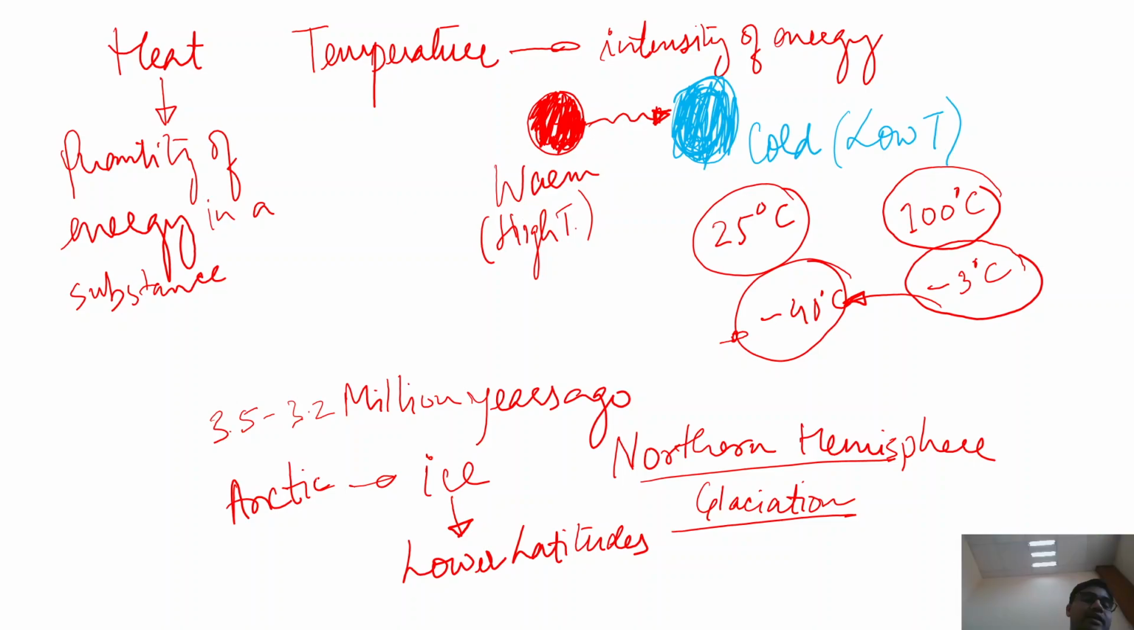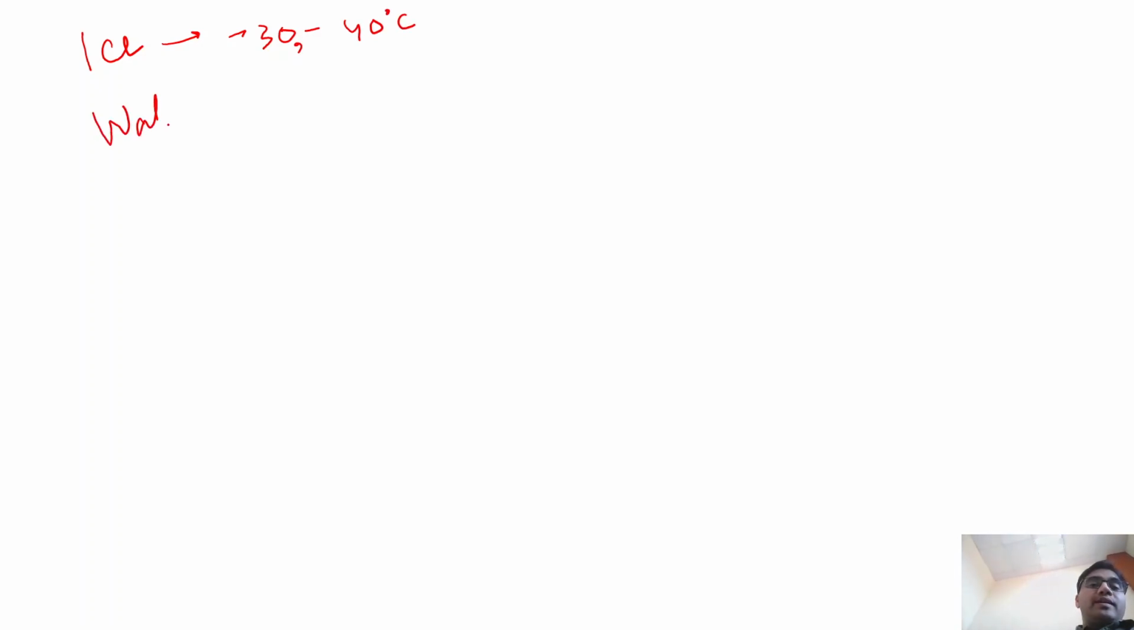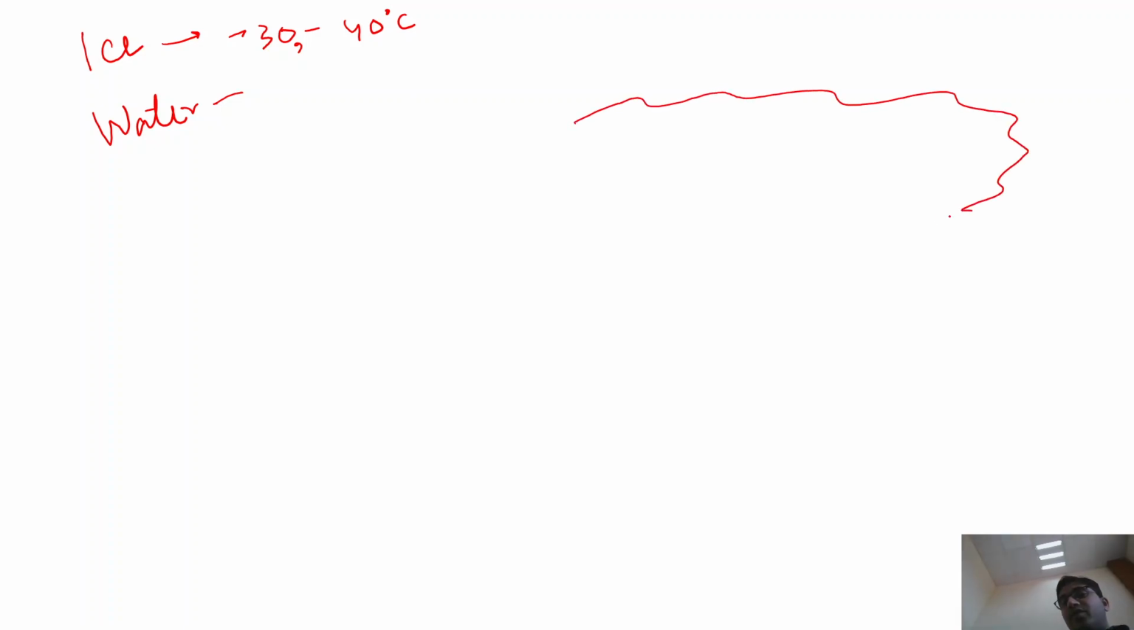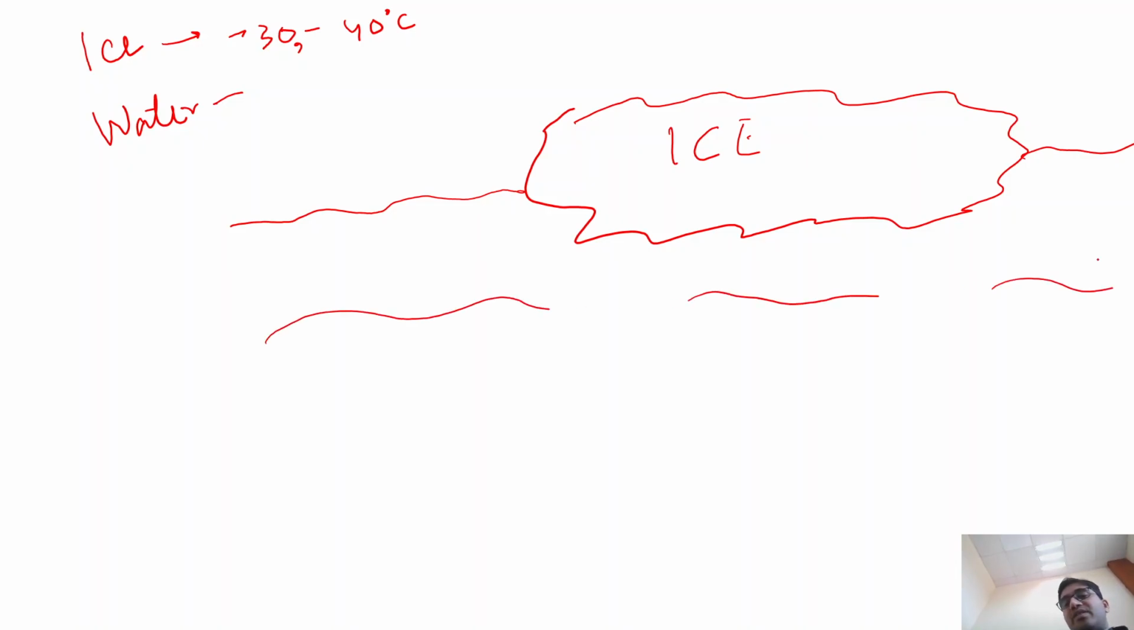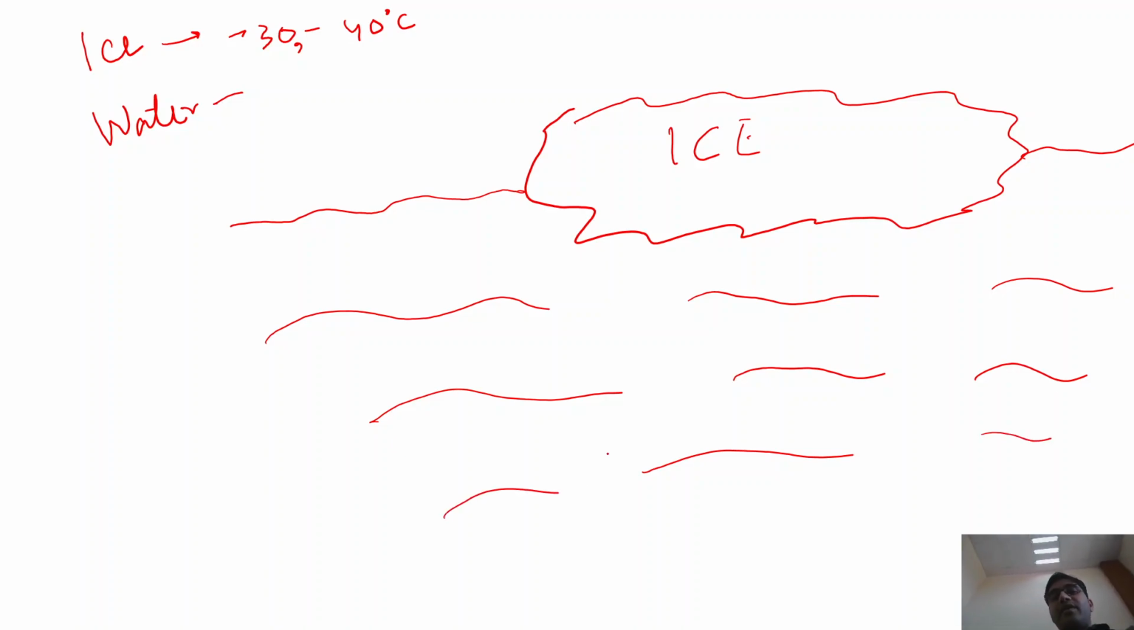What is the reason? The reason is that ice may have a temperature of minus 30 or minus 40 degrees Celsius, right? And what about the water which is below that ice? So if this is the ice cover on the top, this is ice cover, so it is floating on the ocean, right? This water over here, this liquid water, is liquid because it has a higher temperature than this ice.